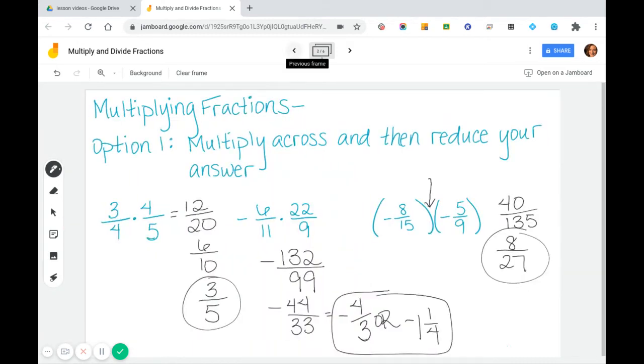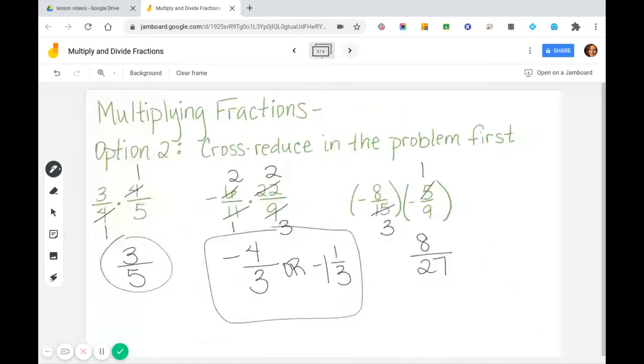That should be the exact same answers that we got on this page. It's just reducing before we multiply. We already knew that one was positive because the signs were the same. So there we go.